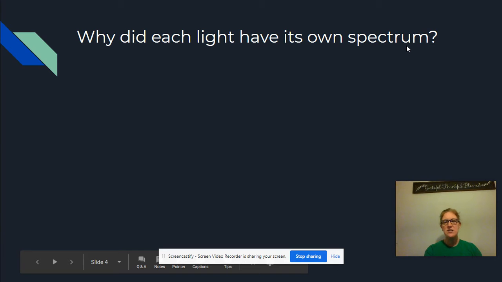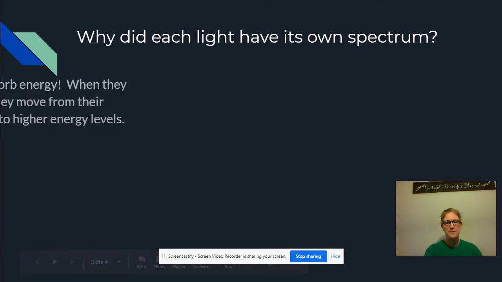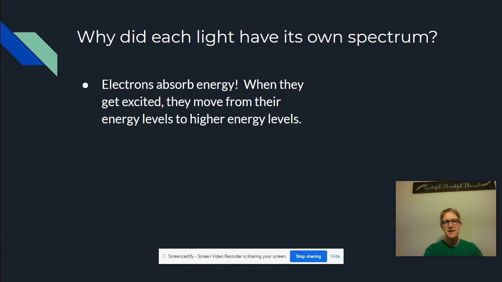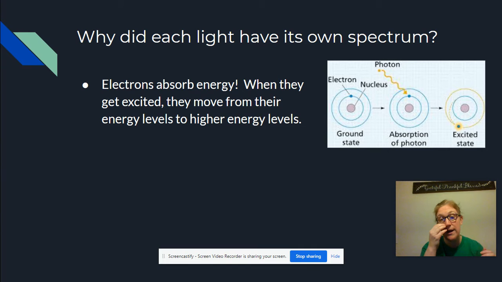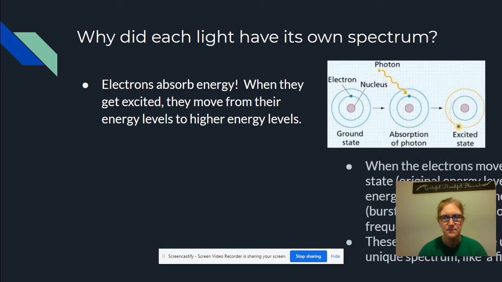So why does each light have its own spectrum? That's where we were. We said that electrons can absorb energy, and then they can't stay on a higher energy level forever. They have to let the energy go and go back to their original ground state. When it lets that energy go, sometimes it's in a form that we can see. Sometimes it's visible light, which is where you get fireworks and all those really pretty colors. It's because they're releasing energy that was originally absorbed.